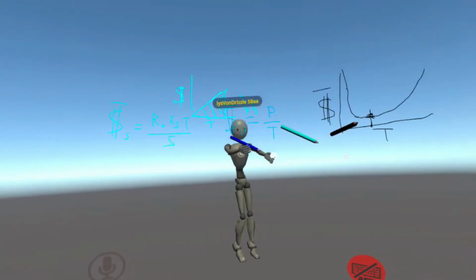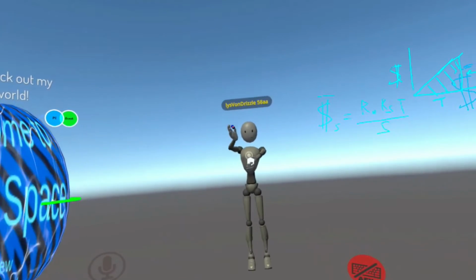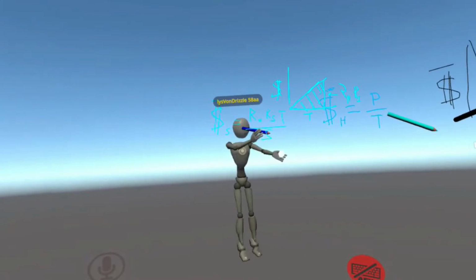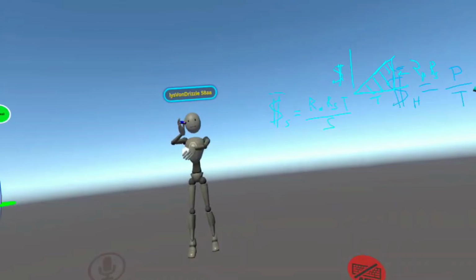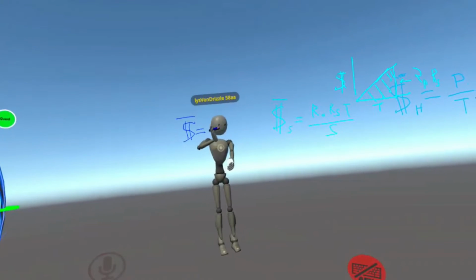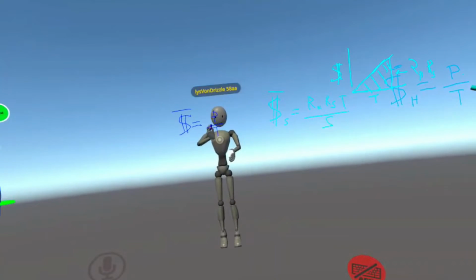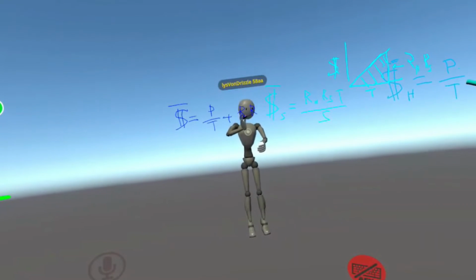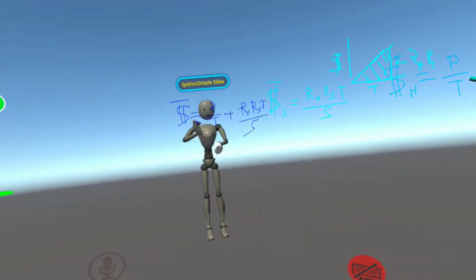So if we want to get the maximum of this function, or really the minimum of this function, we need to take the derivative. So we need to combine these two together. The average money equals the first one, P over T, plus RH times RS times T over 2. Okay, so that's how much money overall you're spending over time.